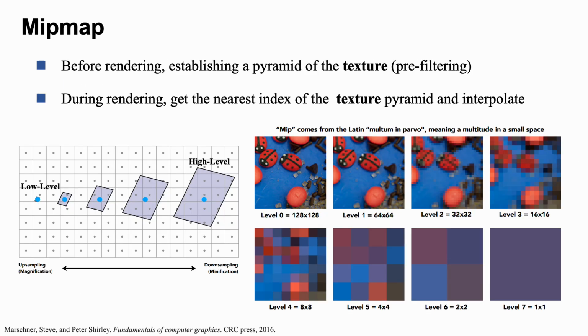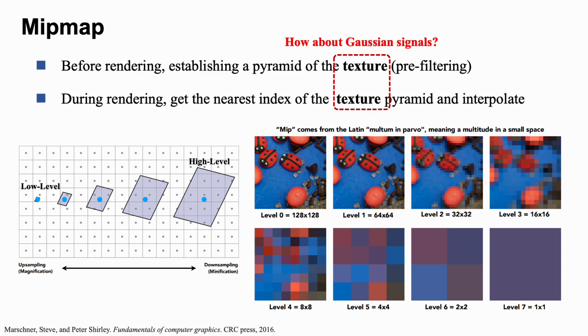Now, mipmap is the most widely used technique for anti-aliasing. Before rendering, we conduct pre-filtering, establishing a pyramid of the texture. During rendering, we can easily get the nearest index of the texture pyramid and interpolate for each pixel.